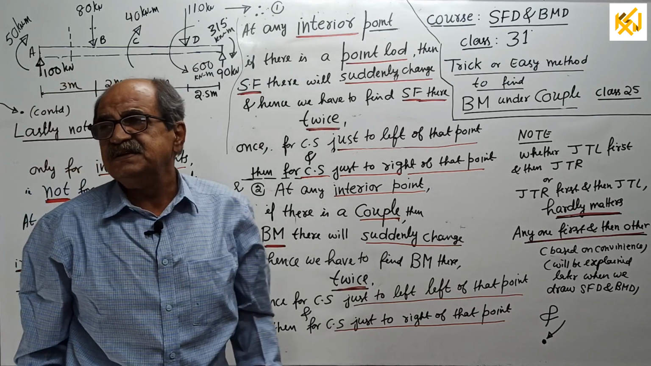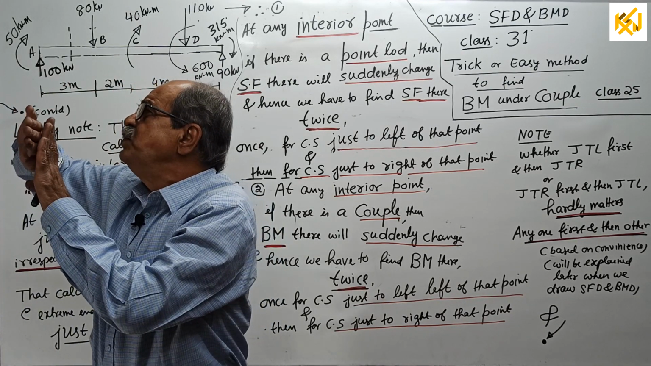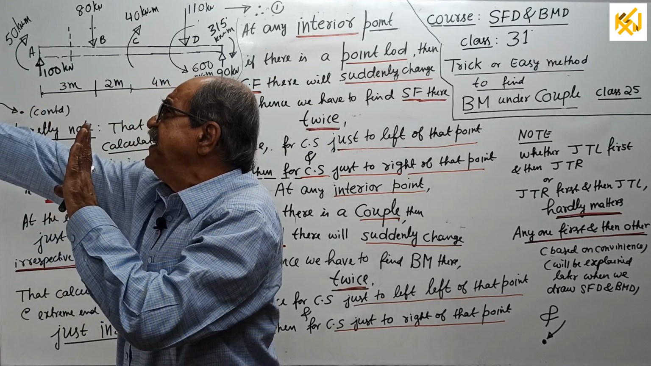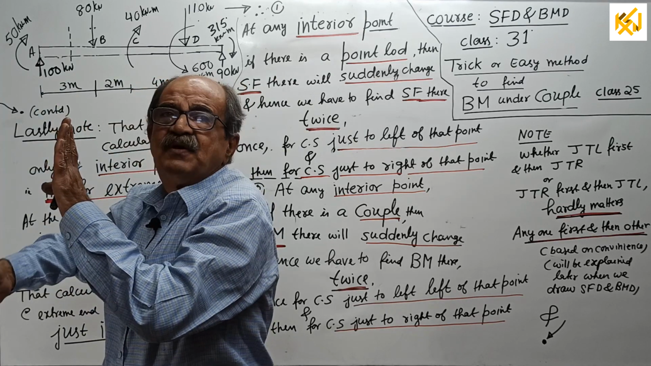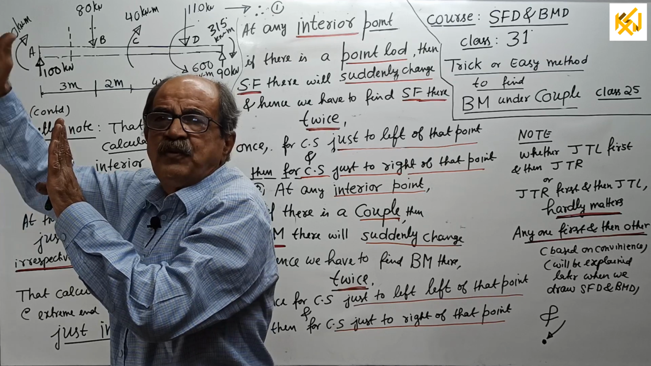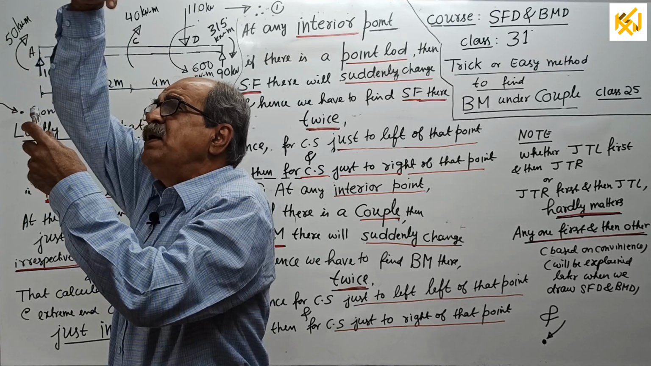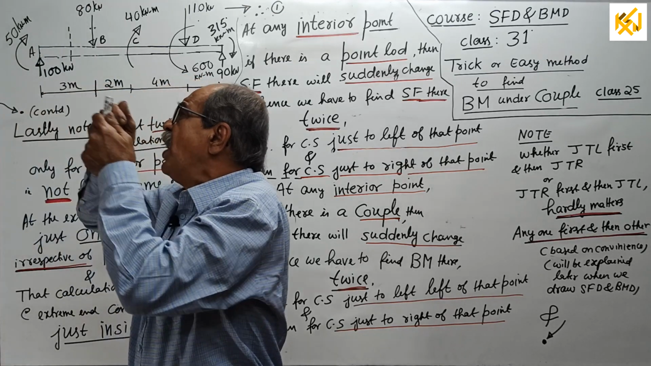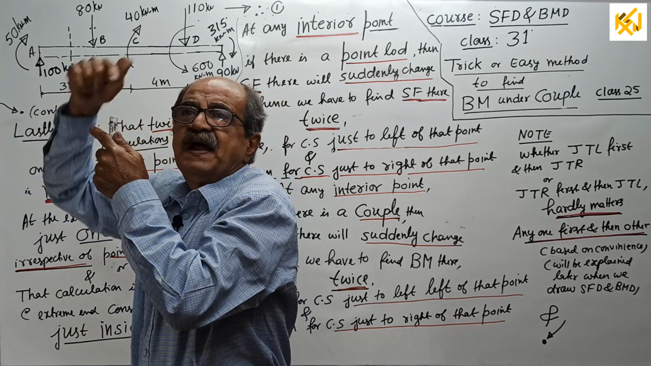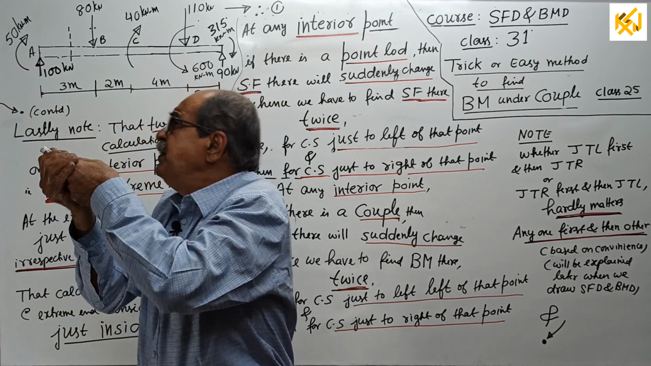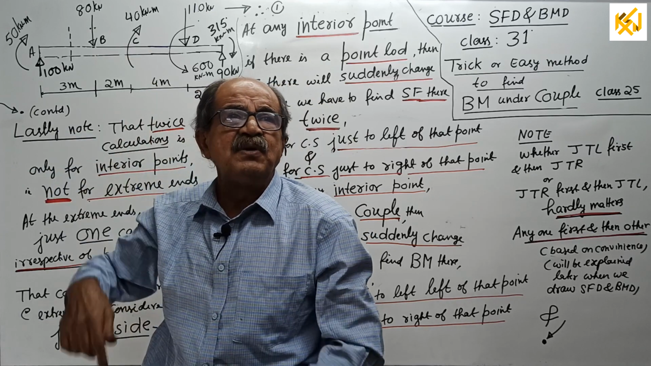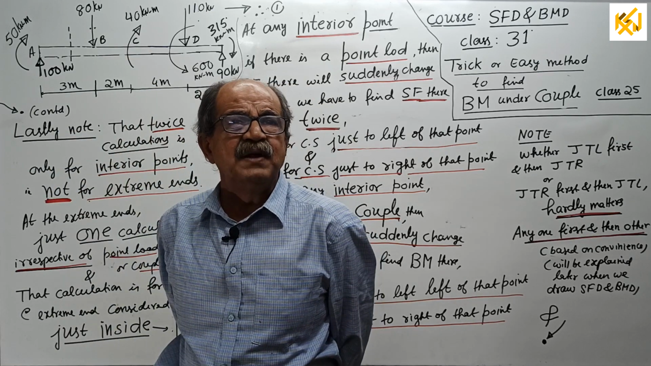Or common sense. See, shearing force: you look from one side, for anywhere, look this side. Whatever force comes will be a shear force from one side. Of course, the sign you require. If a point load is acting here, till that point, if you look this side, that point load will not come. The moment you cross over, that point load will come. So there will be a sudden change in shear force.